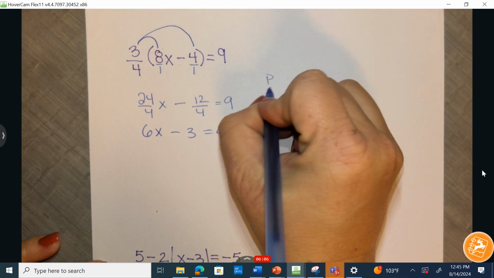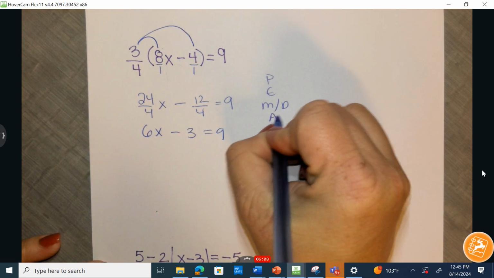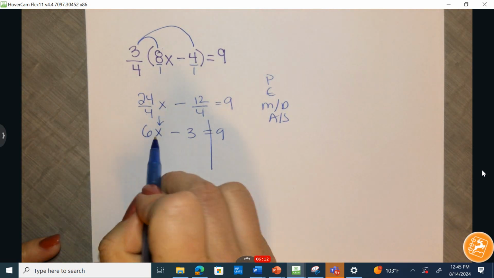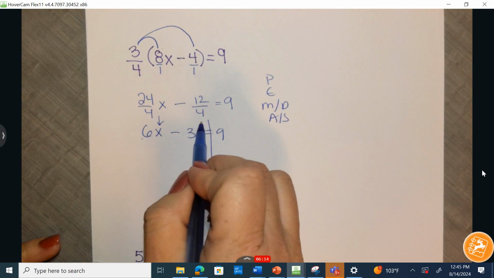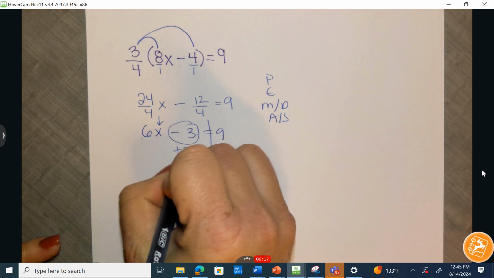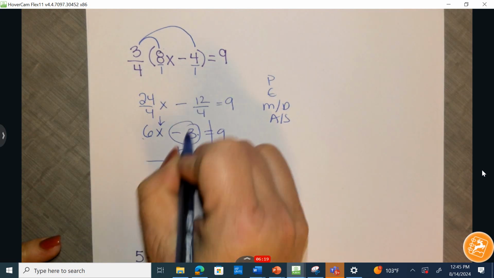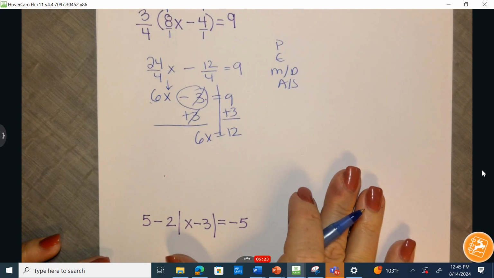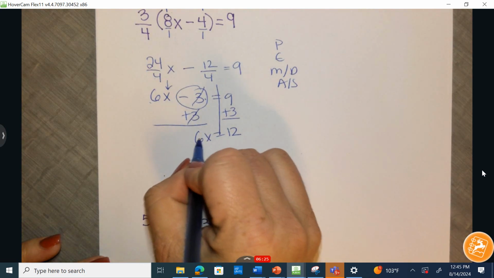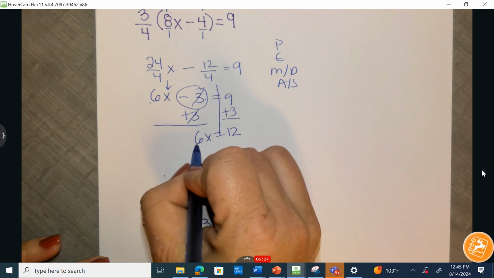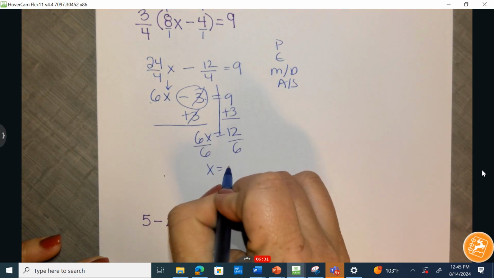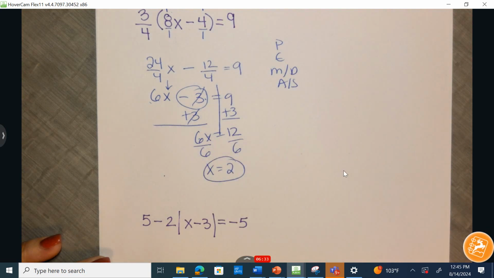Okay, please excuse my dear Aunt Sally. So on the side that has the x, let's get rid of the value that's not touching the x. Opposite of subtracting 3 is adding 3. 9 plus 3 is 12. Opposite of being stuck with something, which is multiplying, opposite of multiplying is dividing. And 12 divided by 6 is 2.